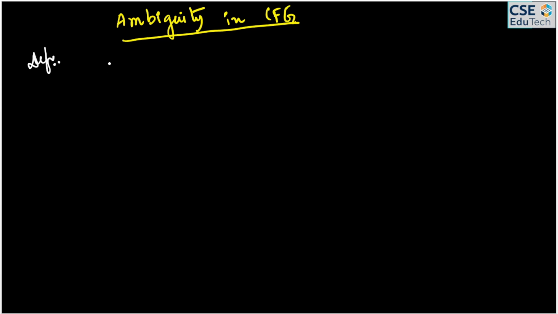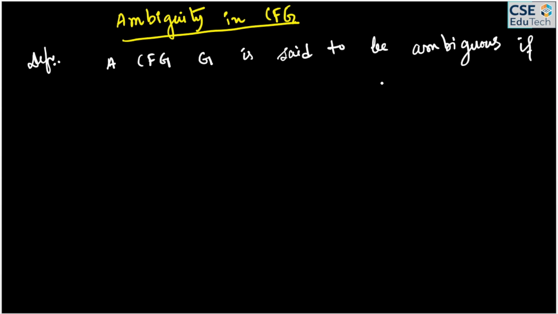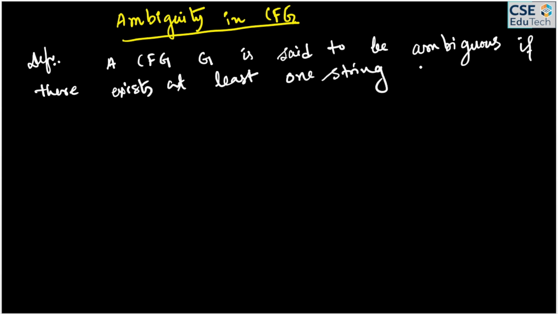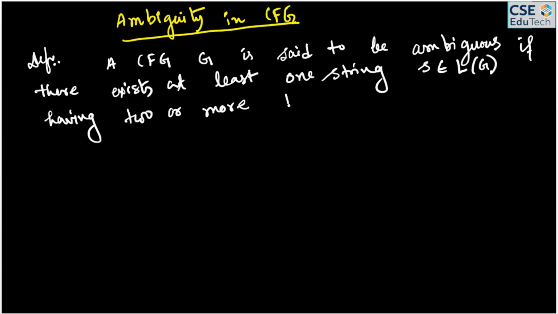So the definition: a context-free grammar G is said to be ambiguous if there exists at least one string, and that string should belong to the language generated by this grammar, having two or more distinct derivation trees.